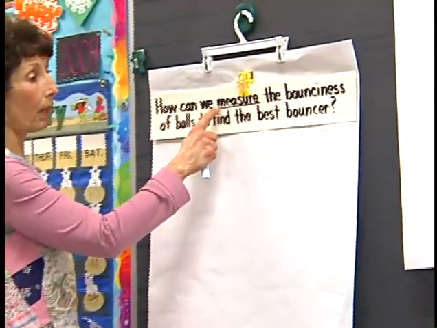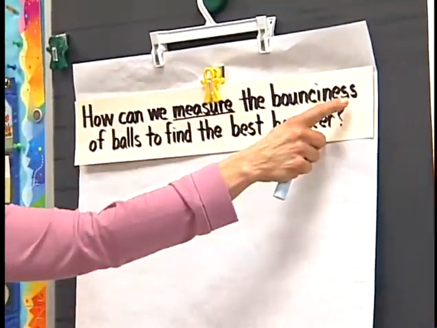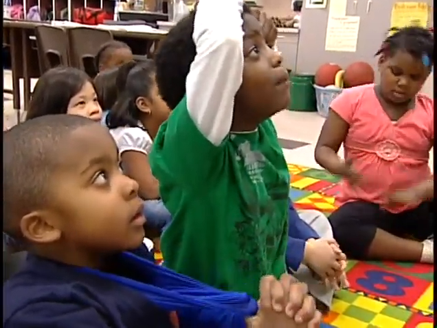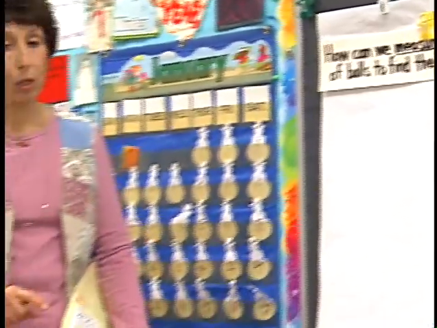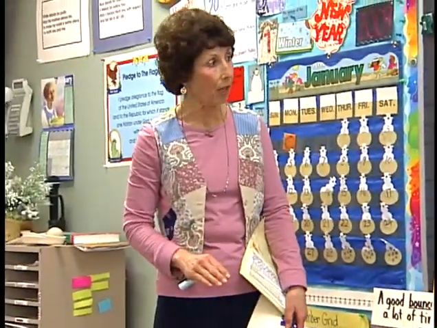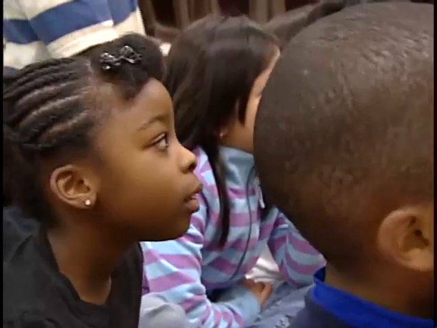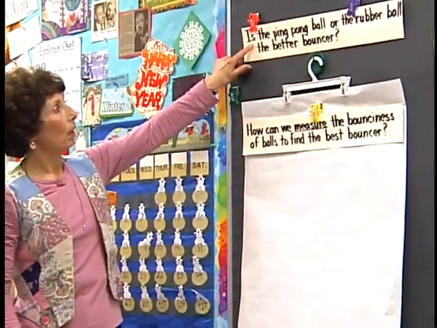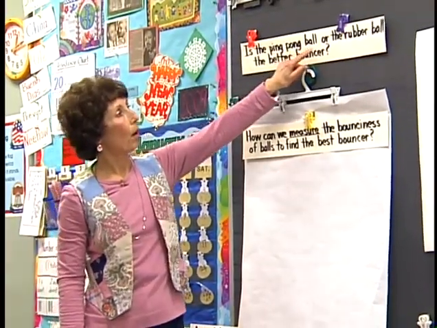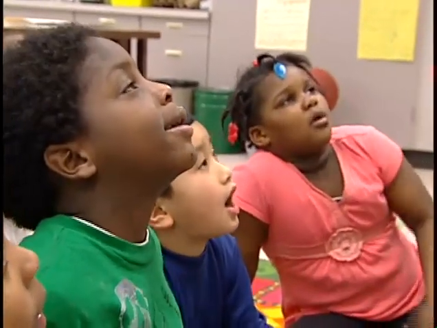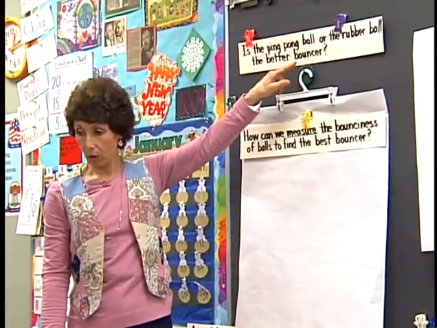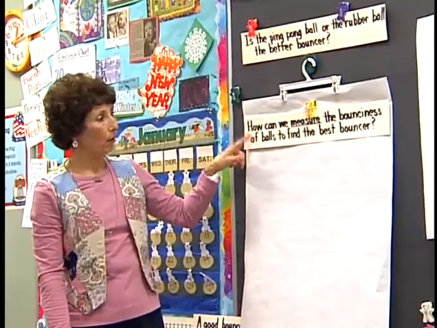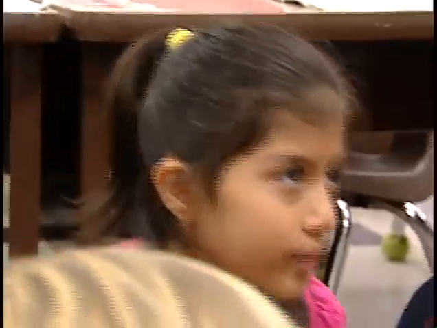How can we measure the bounciness of balls? Today, the focus of the lesson was to have the children be able to come up with a plan for how to measure the bounciness of a ball. They were going to use a ping pong ball and a rubber ball to do that. Here's the question: is the ping pong ball or the rubber ball the better bouncer? They were to develop a fair test and think of the different variables that they would need to use to be able to do that.